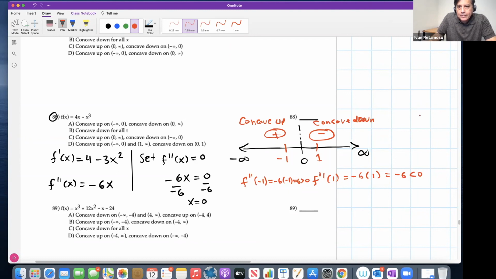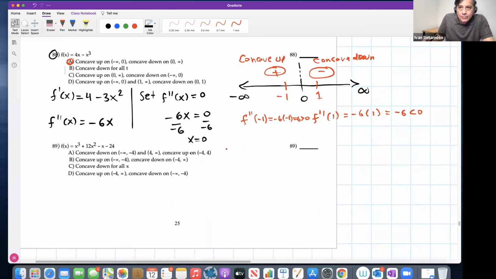Concave down. Now they are asking you to identify the concavity over the interval. So for 88, the answer should be the first one, right? Concave up on -infinity to 0, and concave down on 0 to infinity. This is what this is saying. Very good. For this one, you follow the same method.